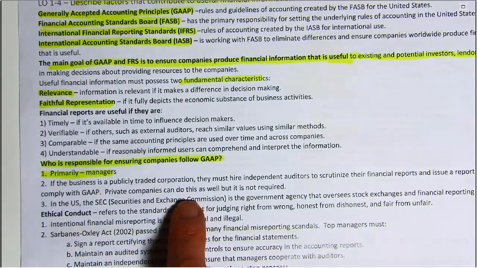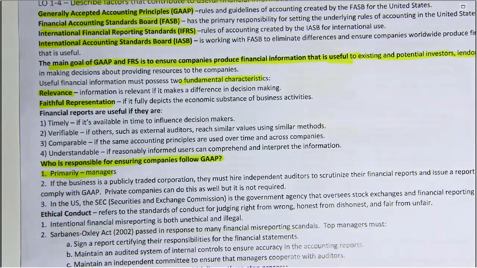Now, private companies don't have to do this because they're responsible to their investors, those investors who have contributed money in exchange for stock, and it's a small group usually. They're closely held shares of stock. And if the investors insisted upon it, or if the creditors of the company insisted upon it, then the company would get an audit. But it isn't required by anyone, by law.